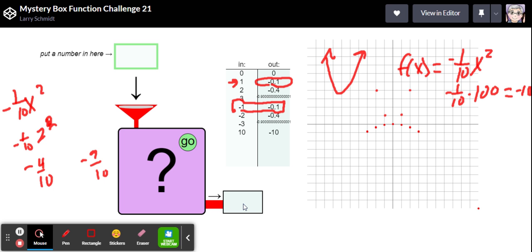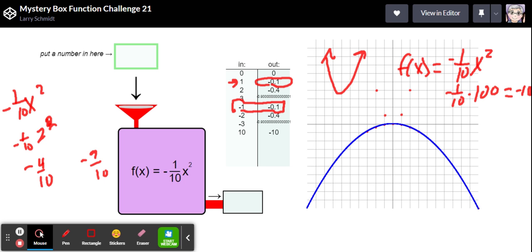I'm going to go ahead and reveal this. Yes, so f of x is negative 1/10 x squared. And then let's graph this as well. Oh, look at that beautiful wide arc. Looks like that arch in St. Louis.